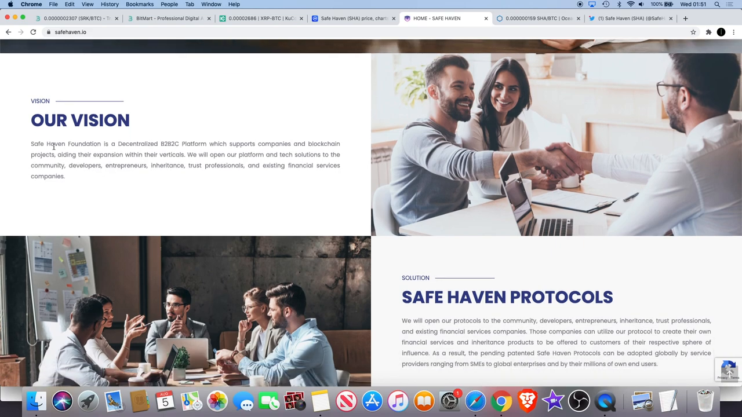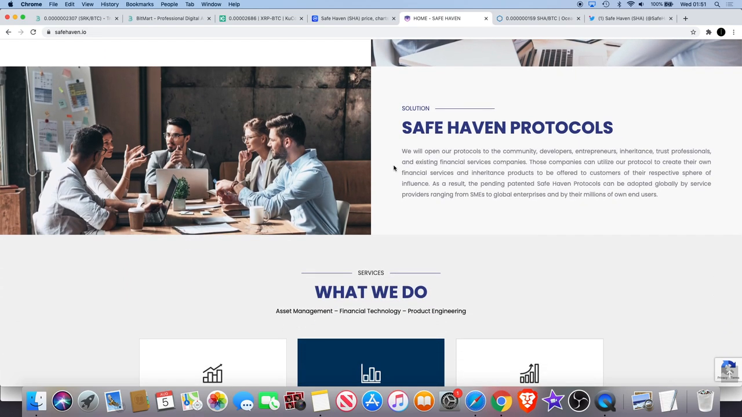Now, their vision, I'll just read it out for you. Safe Haven Foundation is a decentralized B2B2C platform which supports companies and blockchain projects, aiding their expansion within their verticals. We will open our platform and tech solutions to the community, developers, entrepreneurs, inheritance, trust professionals, and existing financial services companies. Safe Haven Protocols: we will open our protocols to the community, developers, entrepreneurs, inheritance, trust professionals, and existing financial service companies. Those companies can utilize our protocol to create their own financial services and inheritance products to be offered to customers of their respective sphere of influence.